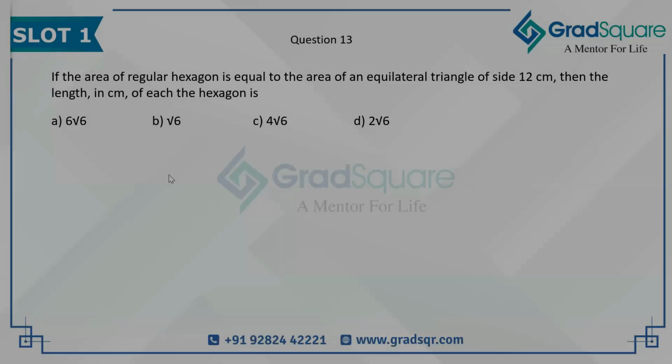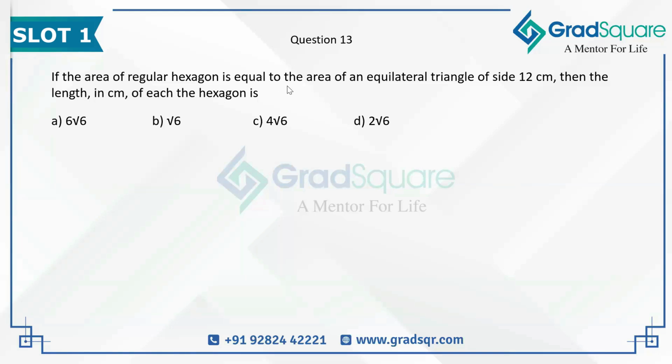Let's have a look at this one. If the area of a regular hexagon is equal to the area of an equilateral triangle with side 12, when an equilateral triangle with side 12 is given to me, I can figure out the area of the equilateral triangle. That's not a problem. And that is equal to the area of the hexagon that you are looking at, right? Then the length in centimeter of each side of the hexagon is what?